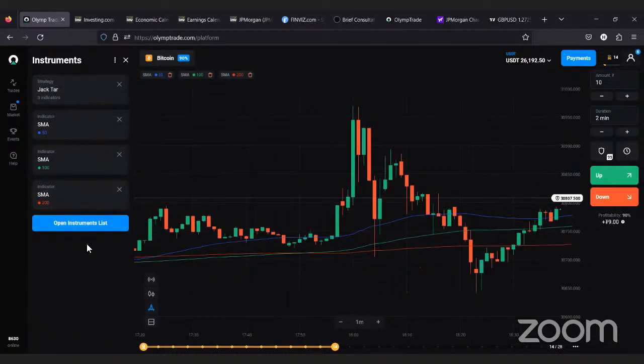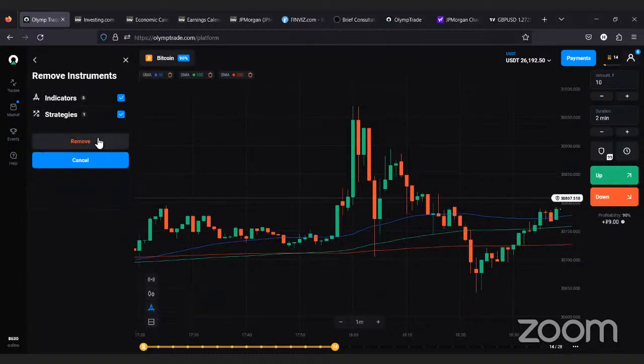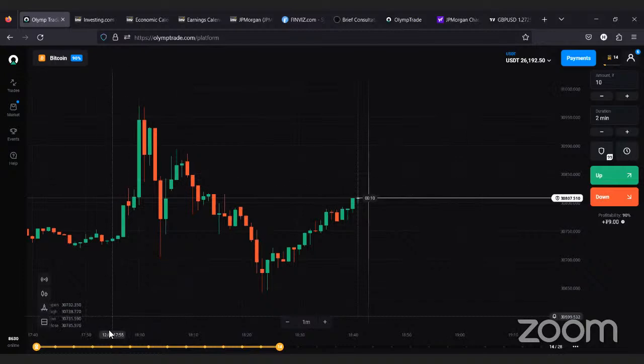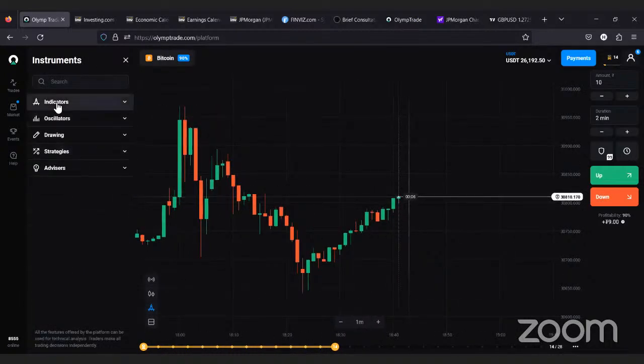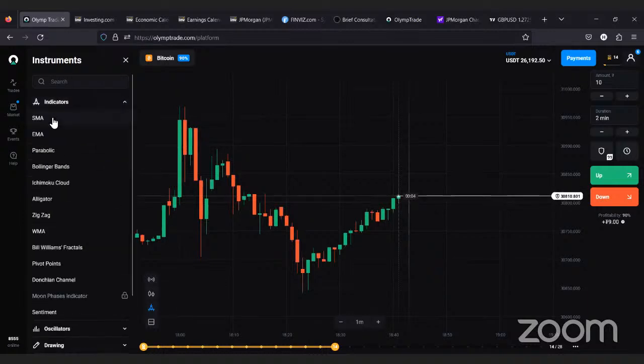We are going again with this technical analysis. I just removed this strategy from here. And again, we are going to the technical analysis section. There is an option of indicator, the very first option on the menu card. There is an SMA indicator.